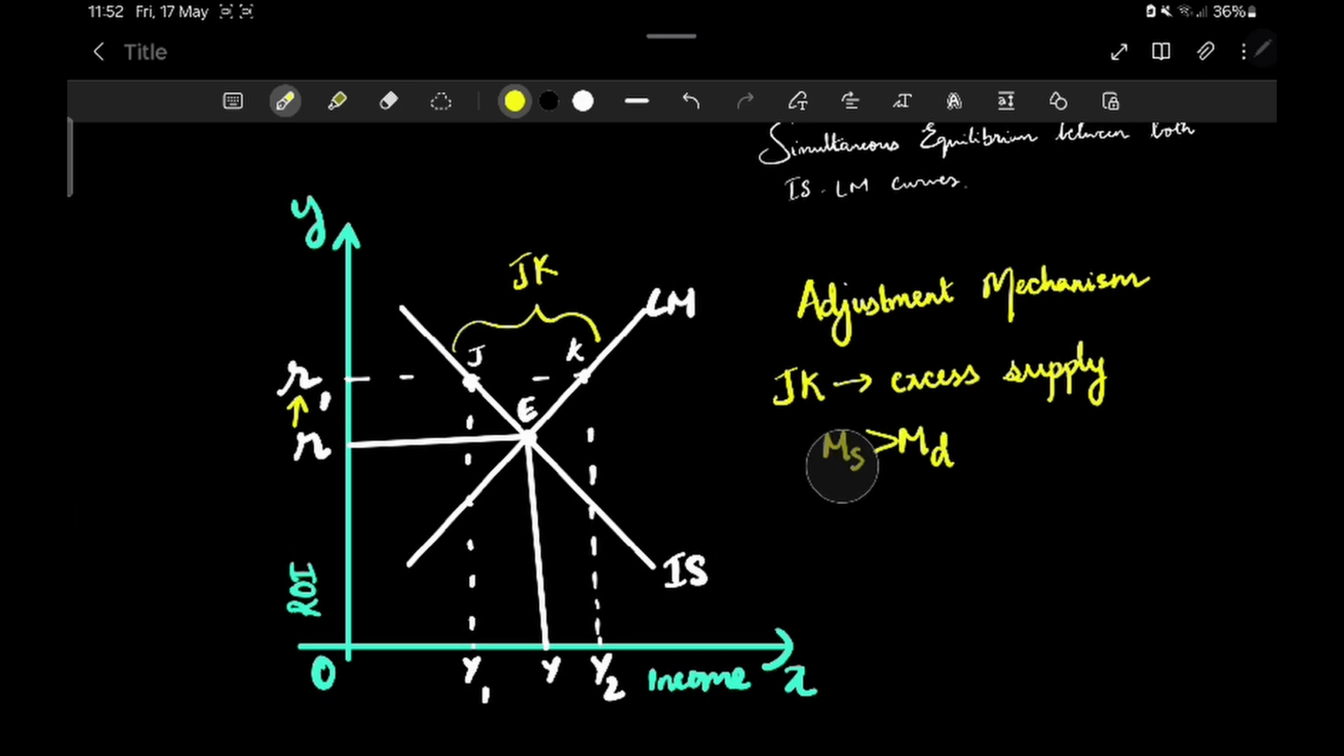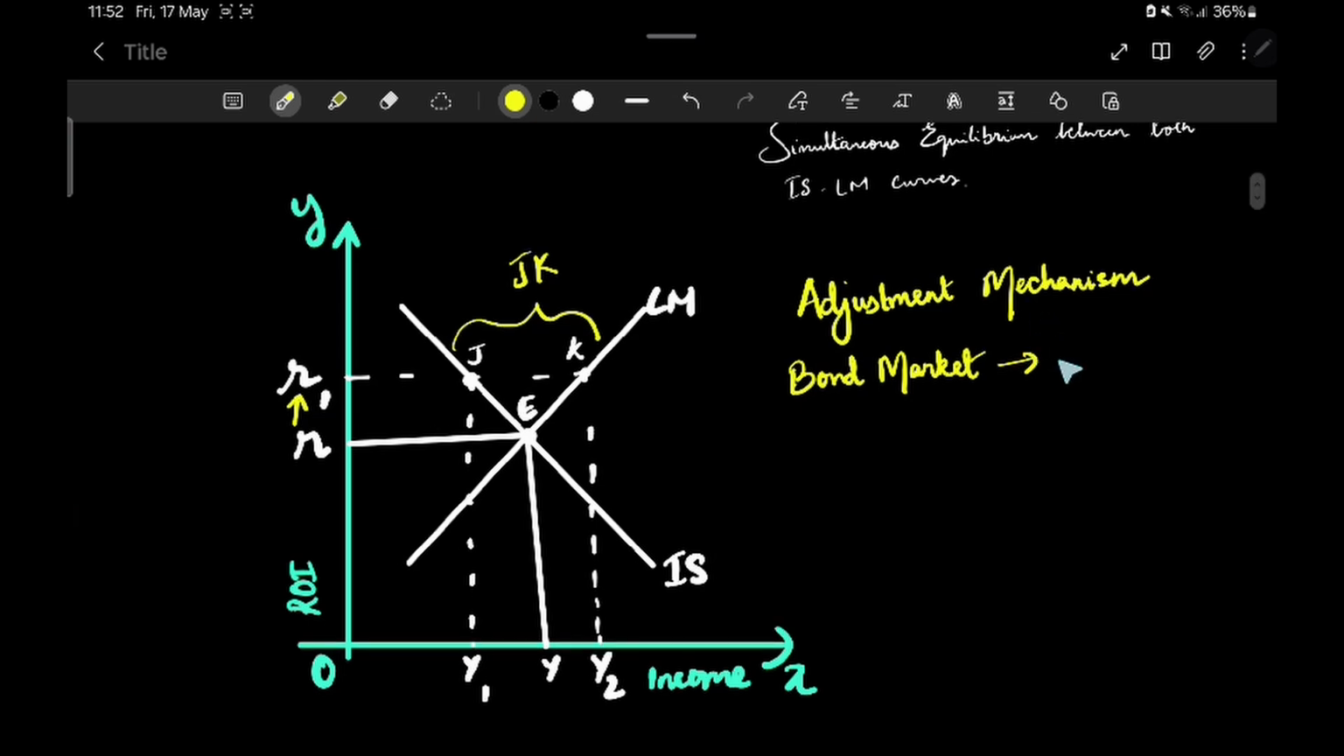Now, what should we do since there is excess supply in the economy? Since you have excess supply, it flows towards the bond market. So everyone starts buying bonds. If everyone starts buying bonds, the prices of bonds will increase. Since prices increase, your ROI declines because they have an inverse relationship, and I have shown you in the previous video exactly why.